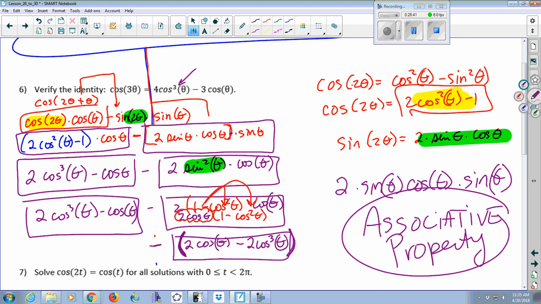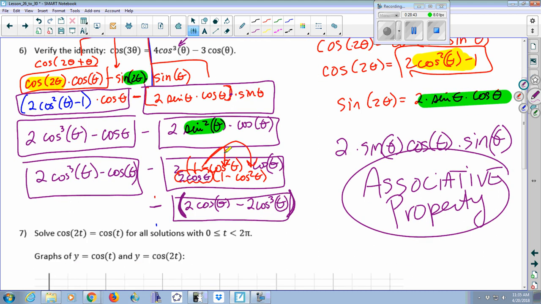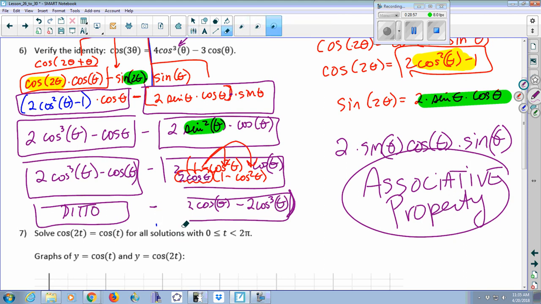Oh, I'm almost there. I'm getting excited. So if I keep this box the same, ditto, I subtract both of these, what happens? I change the sign of each one. So I'm going to come in here now, and I'm just going to change the sign of each one. So that's minus 2 cosine theta plus 2 cosine cubed theta.